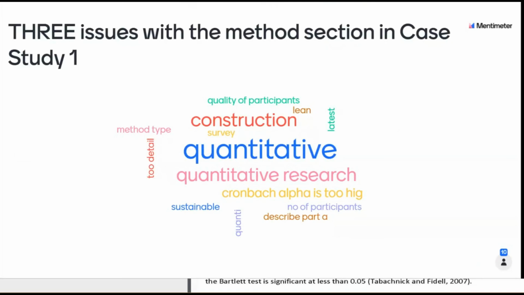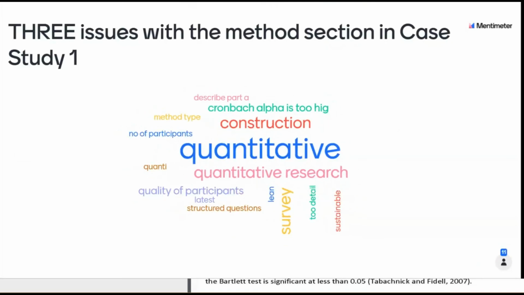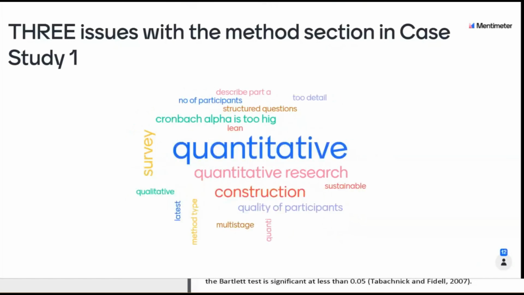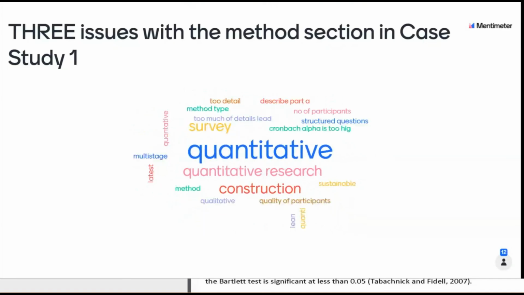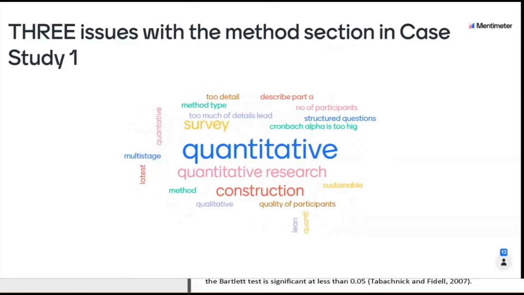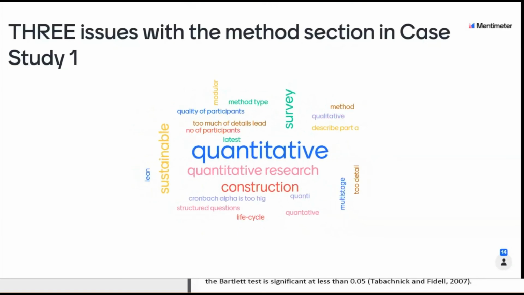Two details, we have the same. Number of participants, the survey, very good. Method type, multi-stage, right? Life cycle. There are very good ideas that came from you guys.